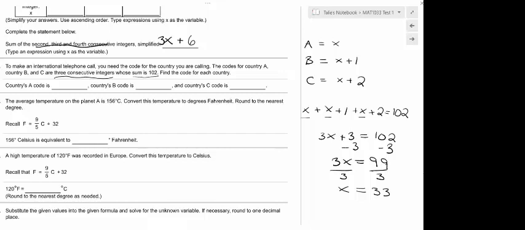So then how would you fill in the blanks? Country A's code is 33. Good. Country B, 34. Good. Add 1, good. And then country C, 35. Very good. And then you can always check if you add 33 plus 34 plus 35, do you get 102? And you do. So another one where it's not too bad to check the answer.